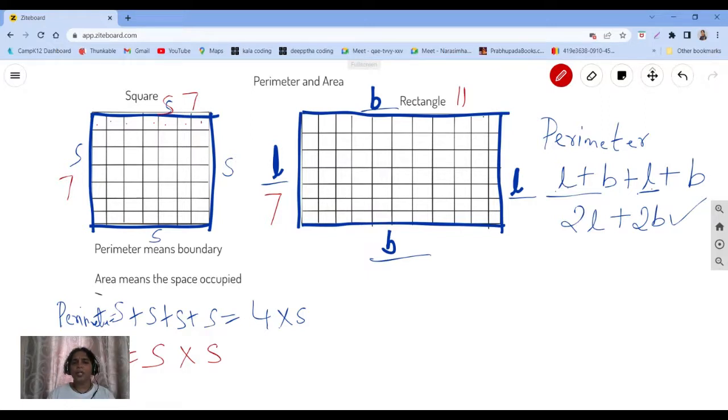Just like that, even for the rectangle, how many rows do we have? 7. How many columns do we have? 11. When we multiply the row and column, we will come to know how many boxes are there. So, again here, area will be row into column. That is 7 into 11. 7 means what? It is the length. 11 means what? It is the breadth.